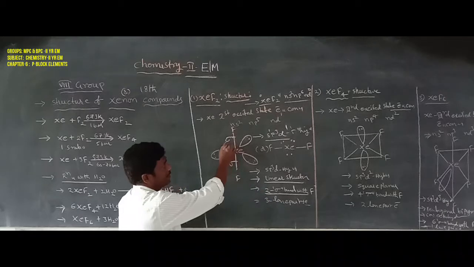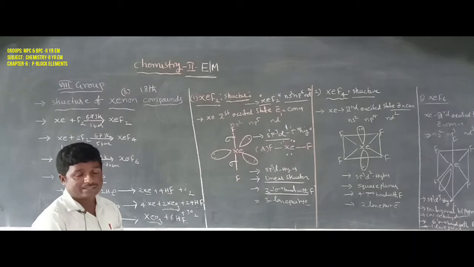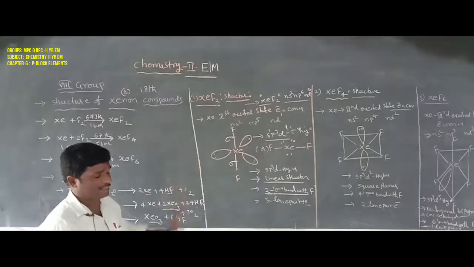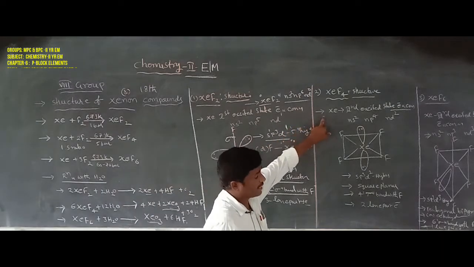3 is the lone pair atom. That is the xenon difluoride. That is the structure of xenon difluoride. Next, another one: structure of xenon tetrafluoride.